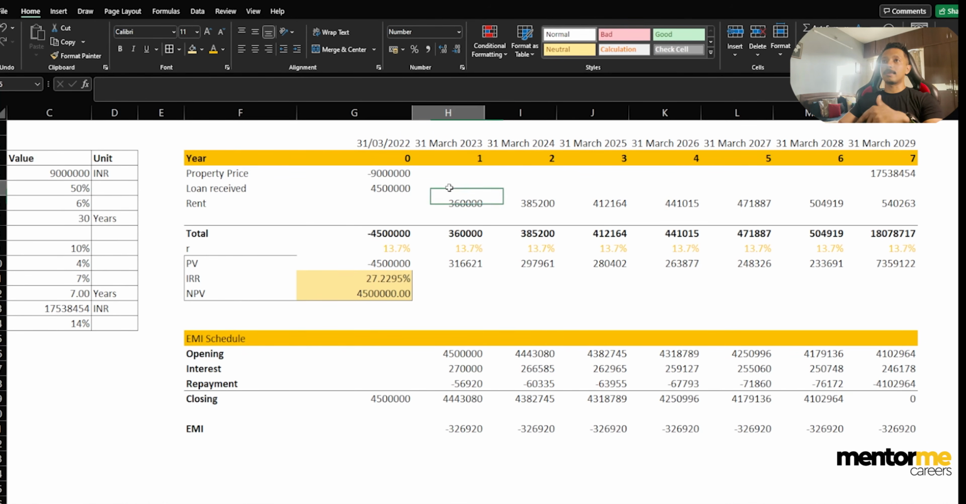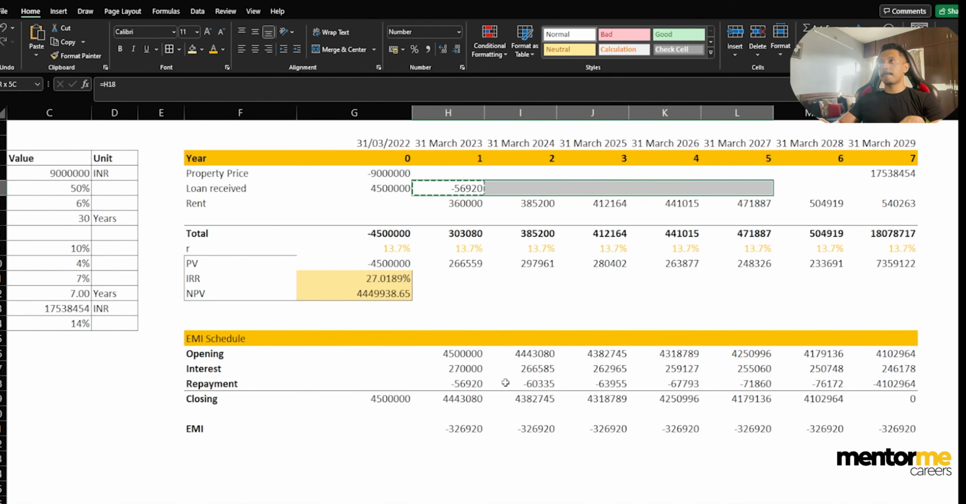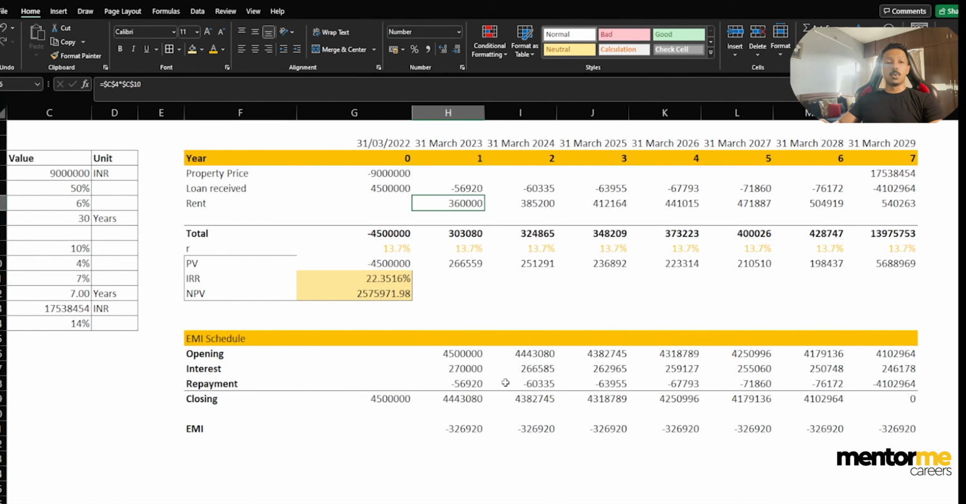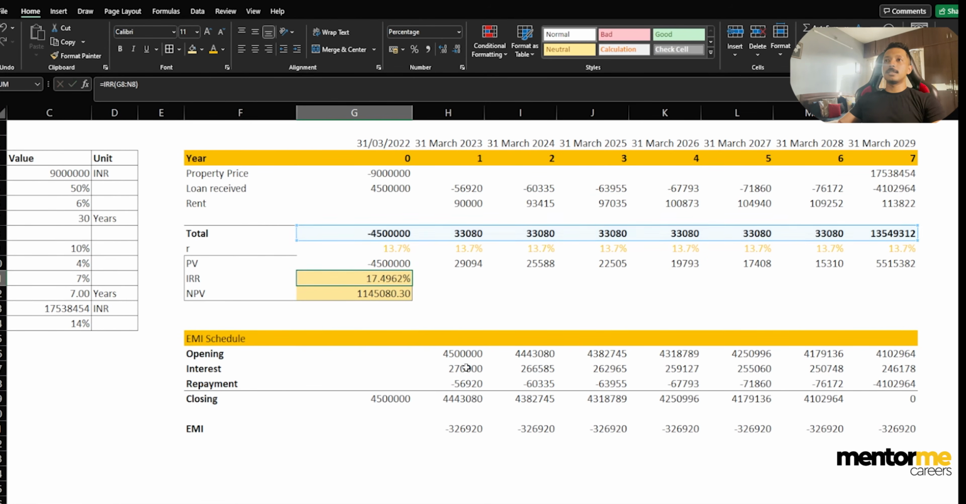Now we need to put these values out here. So the loan repayment is what we're going to link out here. Okay, there you go, that's my loan repayment which is going on, and the rent will be reduced with the interest which we are paying. Okay, so that should take care of the entire calculations, right? Now you see, after considering debt which we've taken only 50%, your returns have increased from around 13.7% to 17.49.